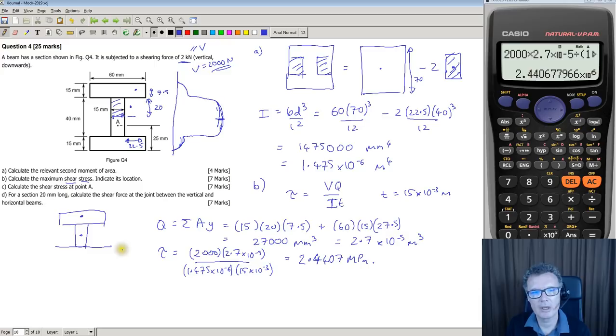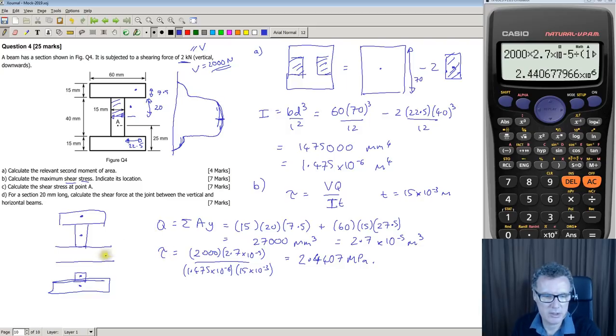Right, so at point A, you can shear either top or bottom. It makes sense to shear the bottom. So we've got a section here. I'm going to play a similar sort of game. The only difficulty is working out where that centroid is.